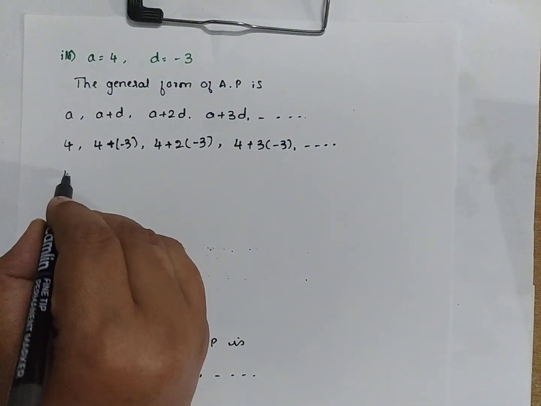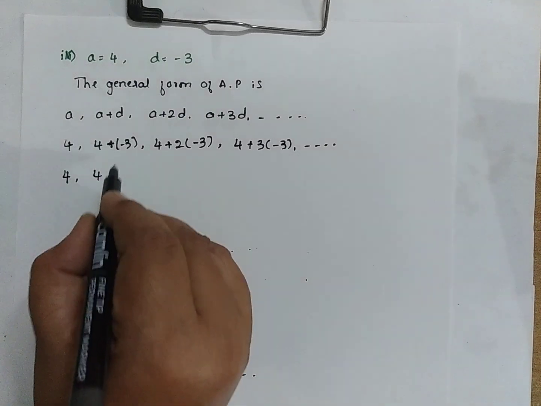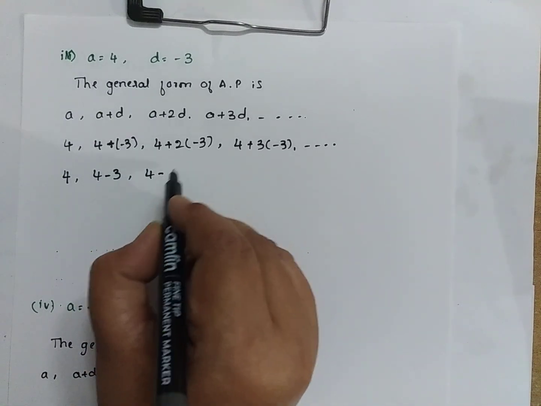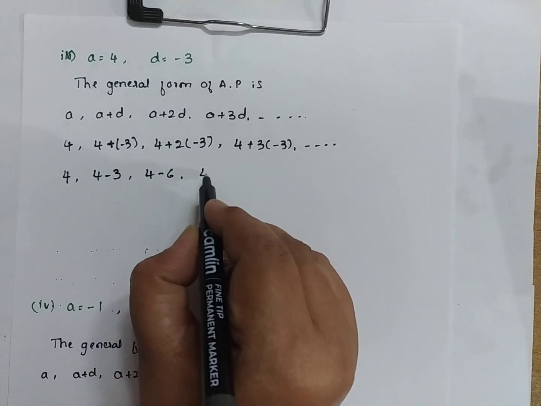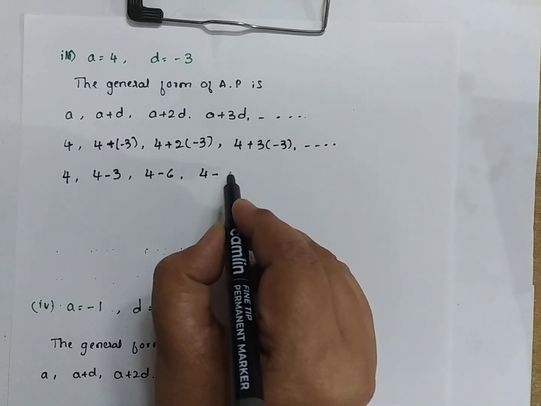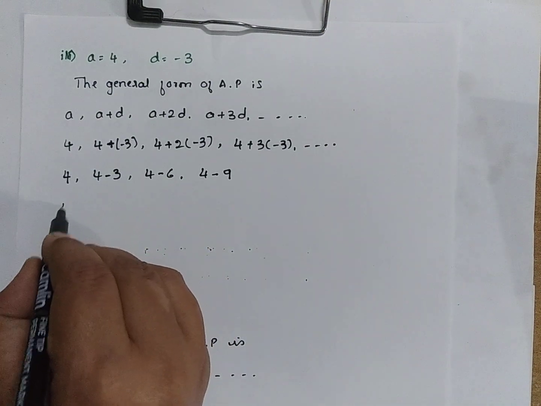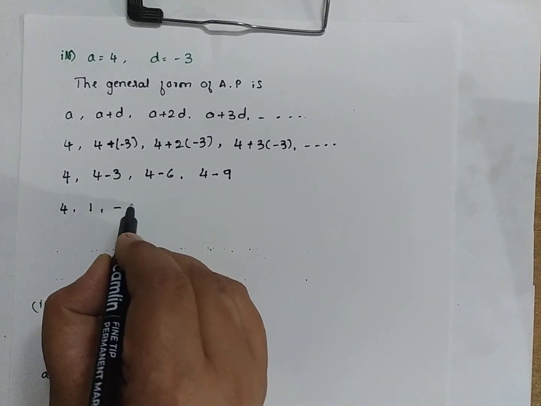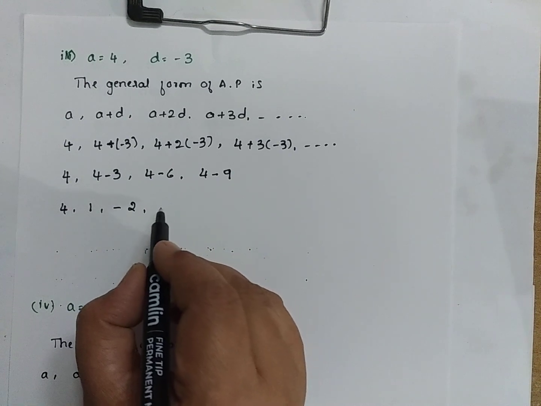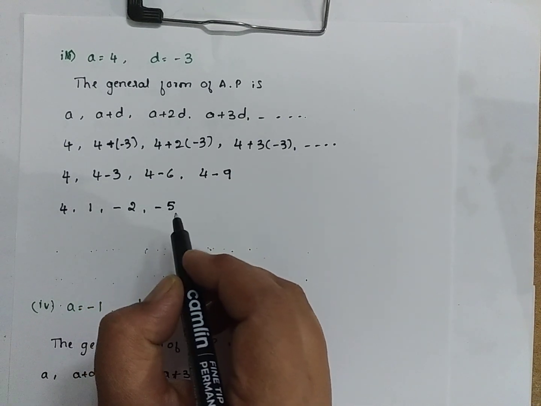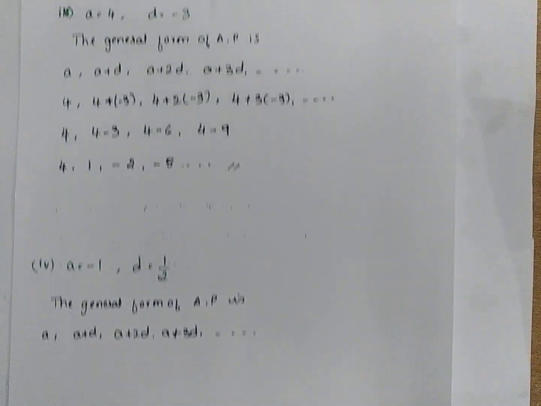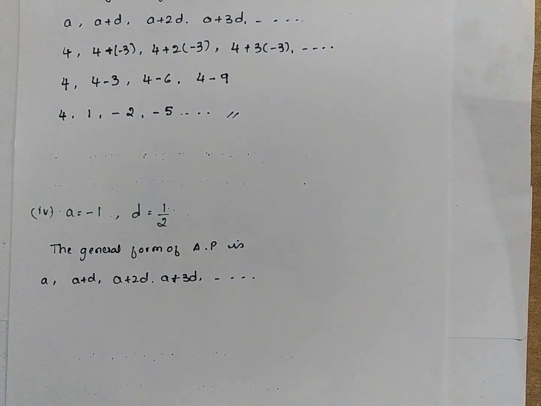Next simplify in one step: 4 plus minus 3, 4 plus minus, 2 threes are 6, and 4 plus minus 9. That is 4 minus 3 is 1, and 4 minus 6 is minus 2, and 4 minus 9 is minus 5. So this is the arithmetic progression. Next, the fourth question is A equal to minus 1 and D equal to 1 by 2.